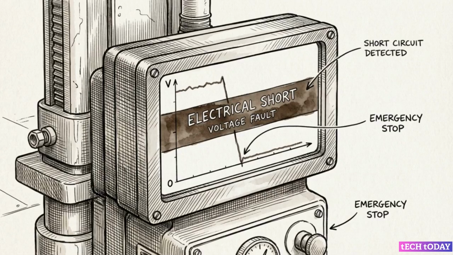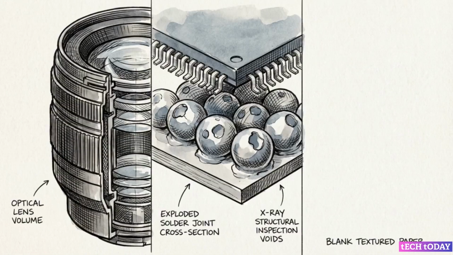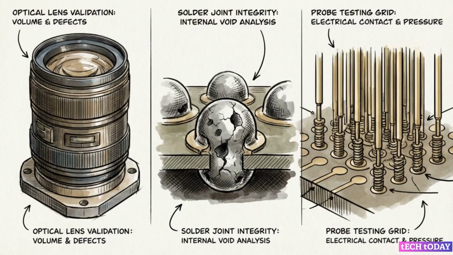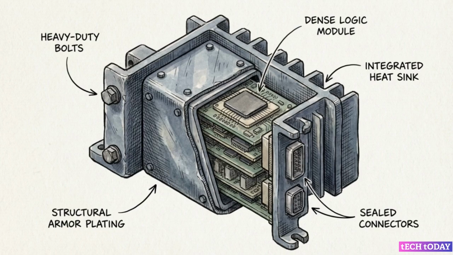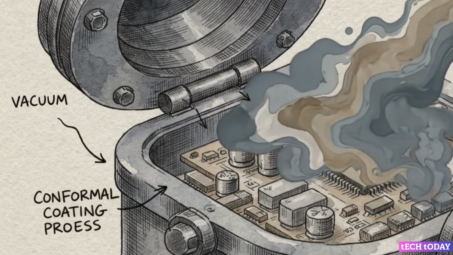AOI checks the surface. X-ray inspection confirms the internal structure. In-circuit testing proves the electrical pathways, forming a multi-layered validation stack that isolates physical, structural, and electrical failures. After surviving the validation gauntlet, the hardware must be sealed against the actual environments it will inhabit, including humidity, chemicals, and industrial gases. This protection is achieved through conformal coating.